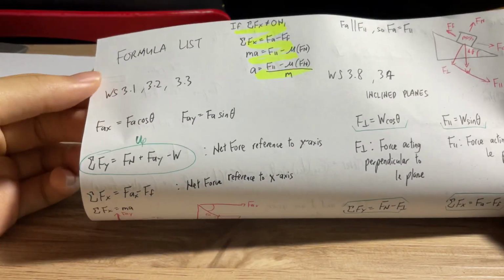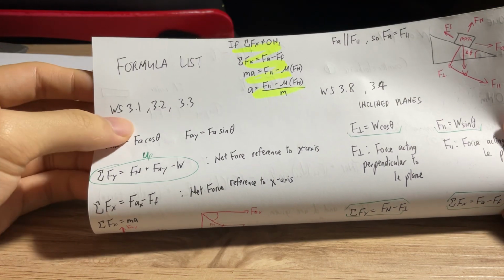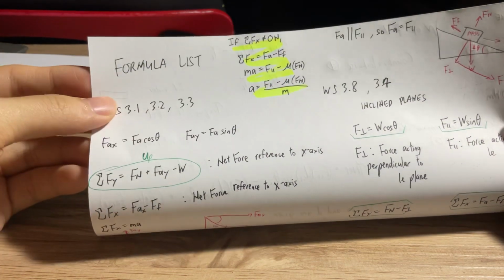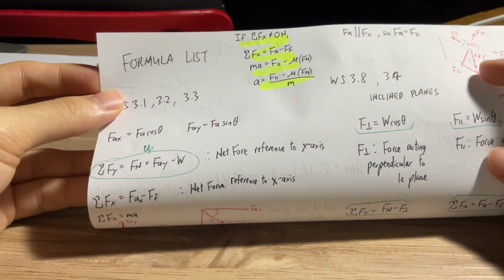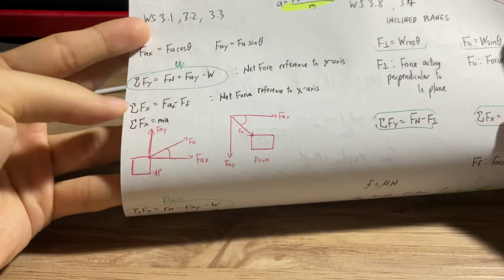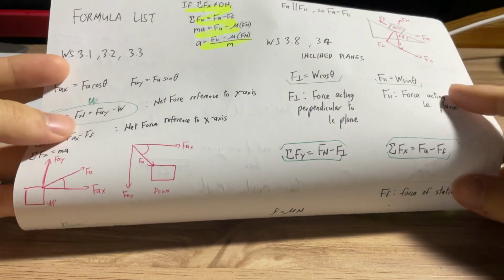So at the back page, these are formulas. In our school, we consider it for worksheet 3.1, 3.2, and 3.3. These are basically forces, push, pull, and tension. So yeah, basically these are all the formulas.